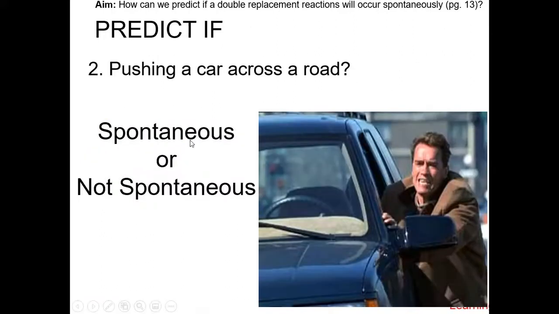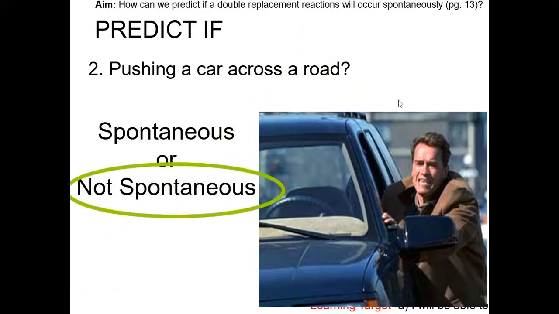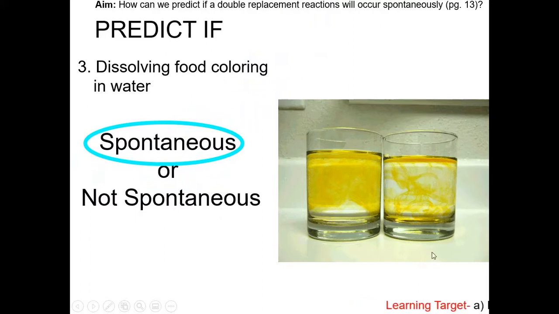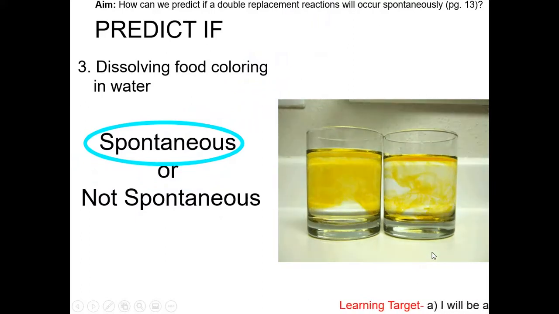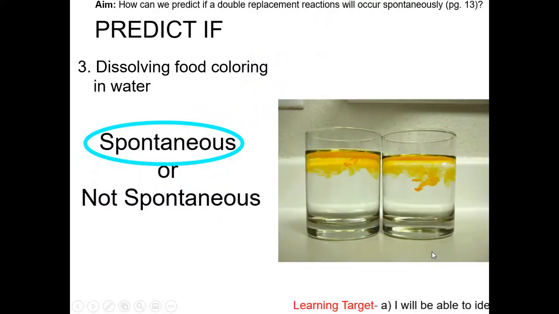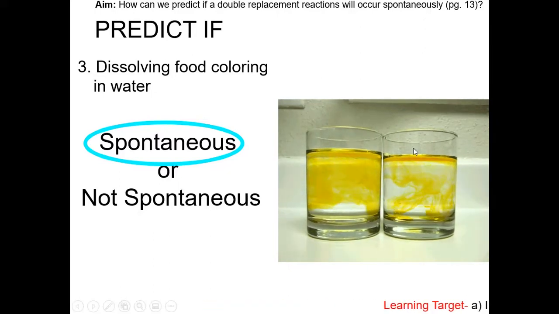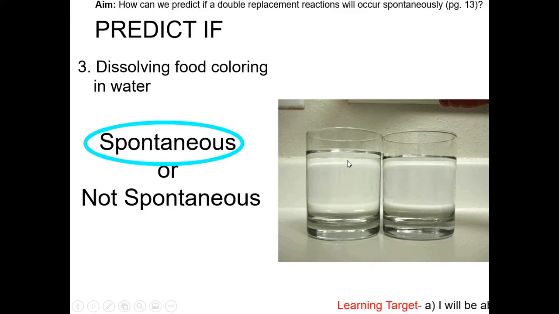How about pushing a car across the road? Is that spontaneous or non-spontaneous? That is not spontaneous because there's an external force pushing the car. What about dissolving food coloring in water? Is that spontaneous or not spontaneous? That is spontaneous. If you drop food coloring in water, it'll automatically spread out in solution and mix with the solvent, as you can see from this GIF.